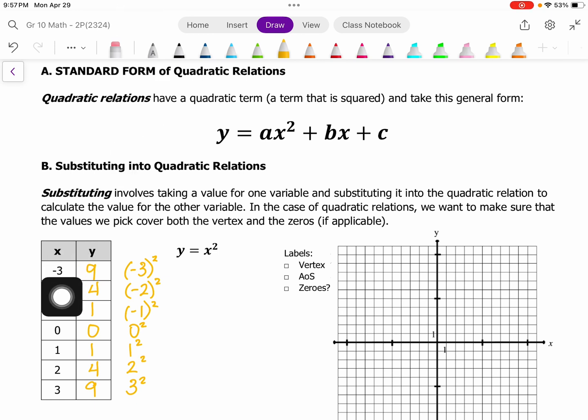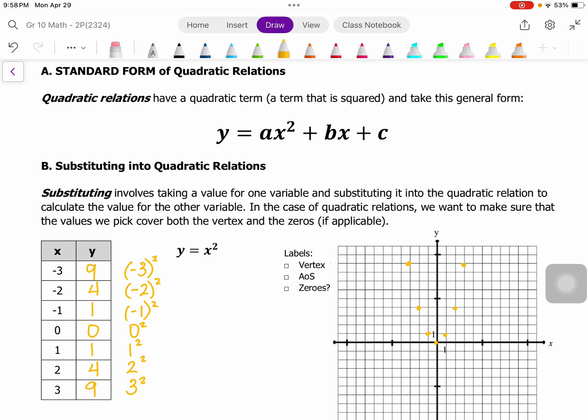So my first point, when x is -3, y is equal to +9. So x is -3, and y is +9, so up 9. When x is -2, y is equal to 4. When it's -1, y is equal to 1. At 0, y is 0, and at 1, y is 1. At 2, y is 4, and at 3, y is 9.